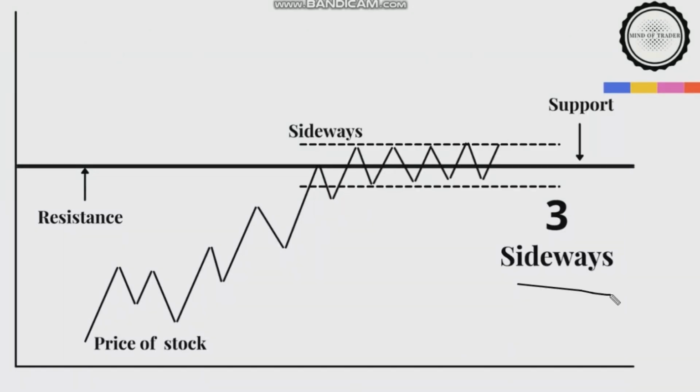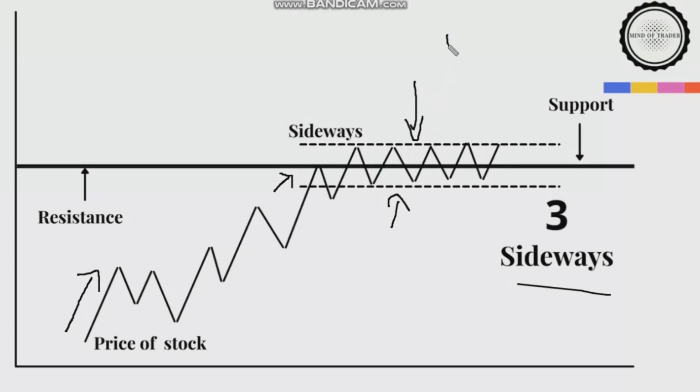Now there is a third scenario called sideways. In this, when the price of a stock is going up and it touches the resistance line, it is able to break the resistance. However, again it faces a stronger resistance, and when it is going down, it actually faces the support also, strong support.